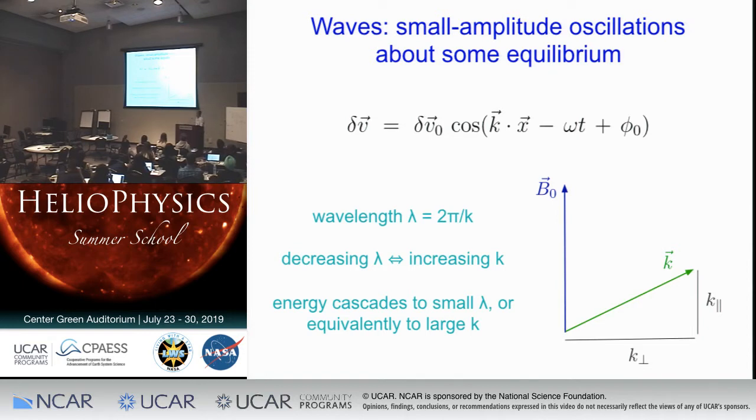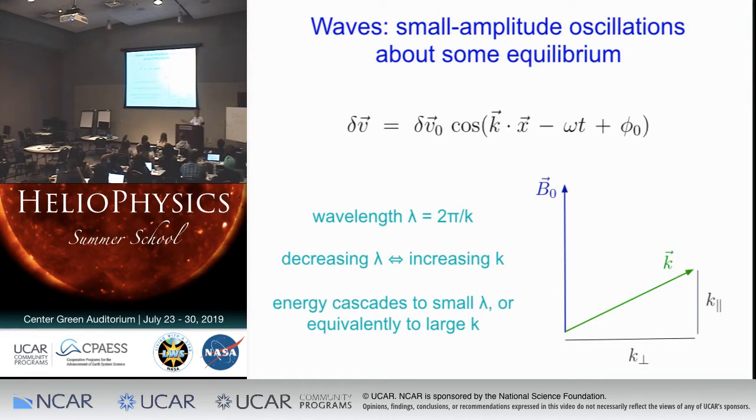I talked before about decreasing λ, how eddies were breaking up into smaller eddies, how you had a cascade of energy from large eddies to small eddies, or large scales to small scales. In other words, their scale λ was decreasing. At the same time λ decreases, k is increasing. So the energy cascade is energy moving to higher k.